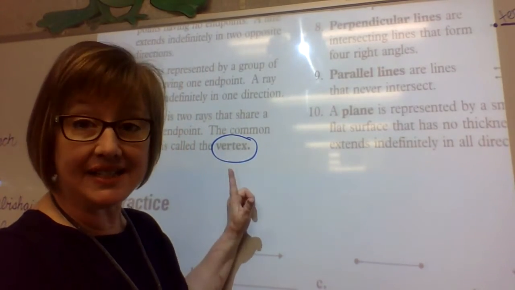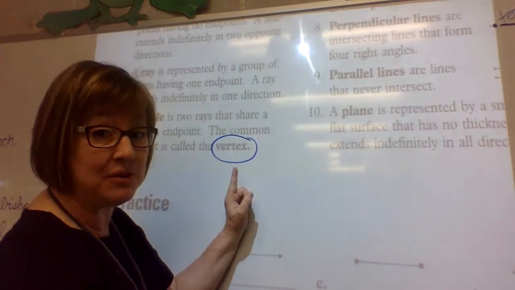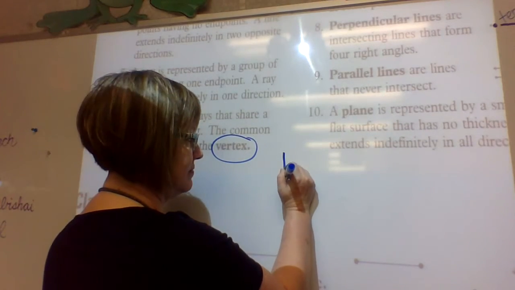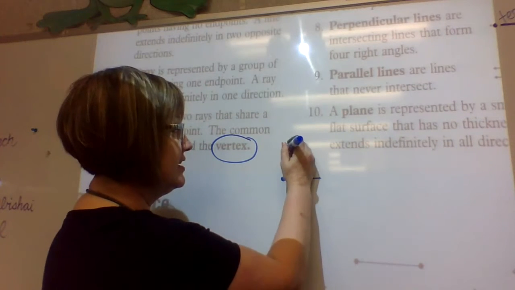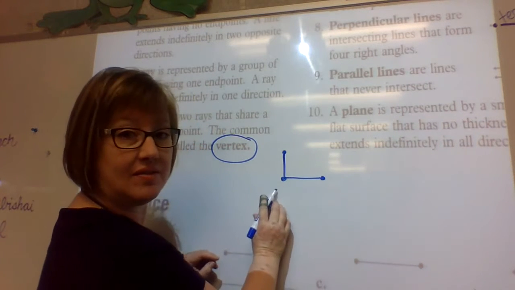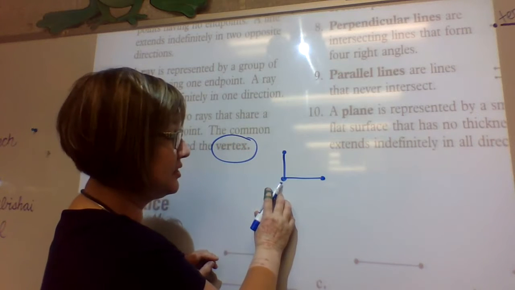Okay, vertex. A vertex is another fancy word to mean corner. When these 2 line segments touch each other and they create a little corner, right? It's called a vertex.